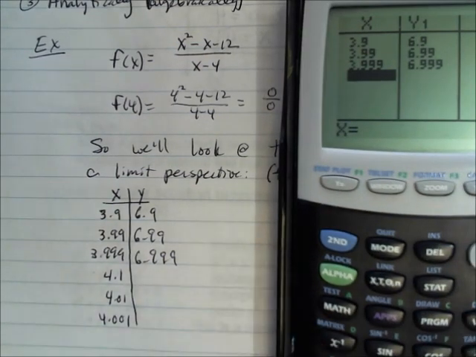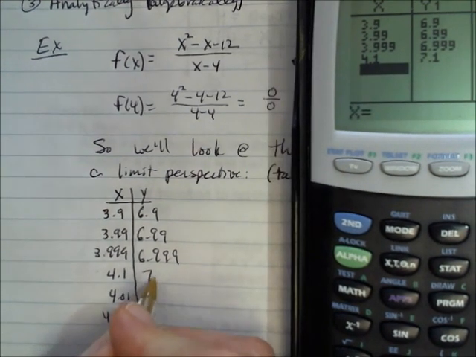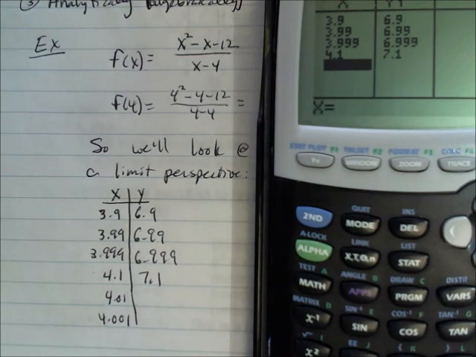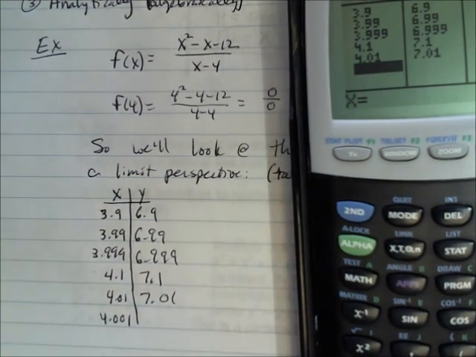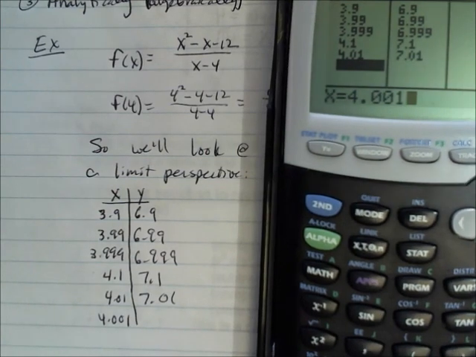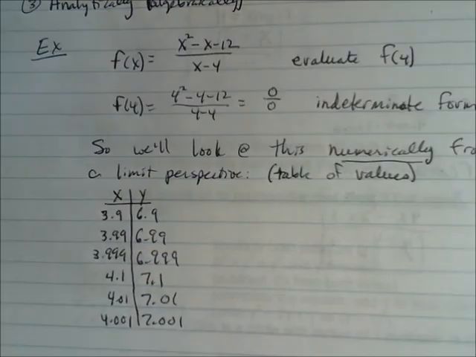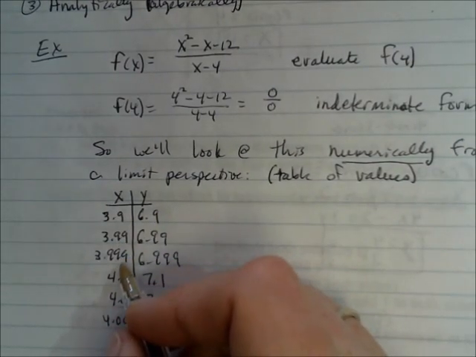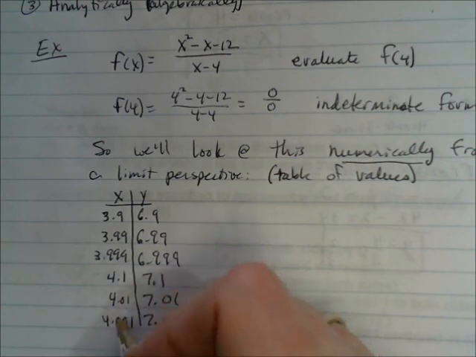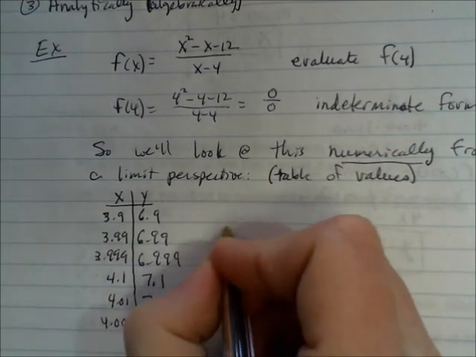Now let's look at some values that are just a little bit above x equals 4. So we'll look at 4.1, and the y value is 7.1. And if we look at 4.01, 7.01, and 4.001 will give us 7.001. So what's happening here is when x gets closer and closer and closer to 4, from both directions, the y value is getting closer and closer to 7.